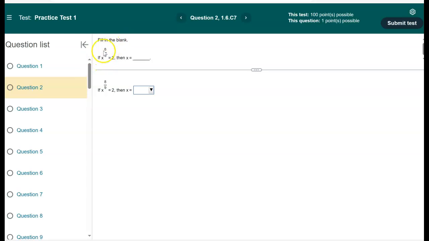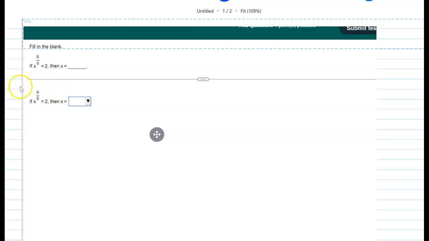If you have x to the 8 over 9 equal to 2, then what is x? To answer this, let's recall that we will need to pay attention to the numerator of the exponent here. The exponent has a numerator that is an even number. So the numerator here is 8. If the numerator is even, then to solve for that, you have x to the 8 over 9 equal to 2.